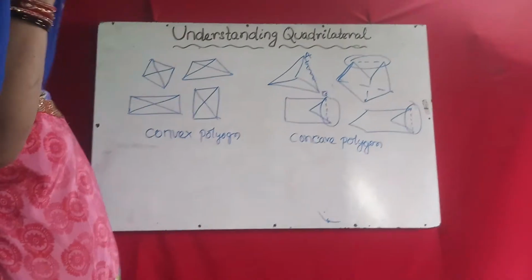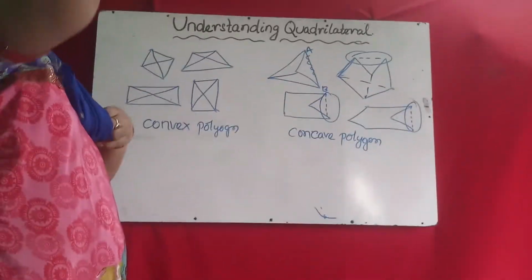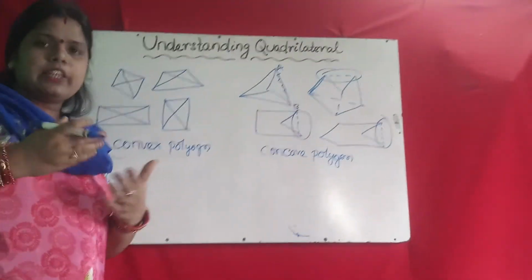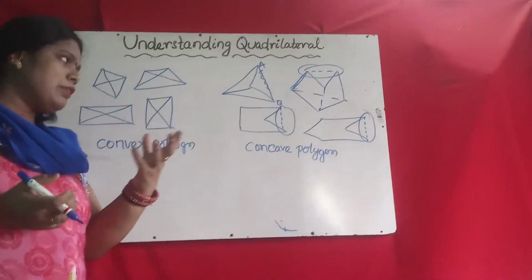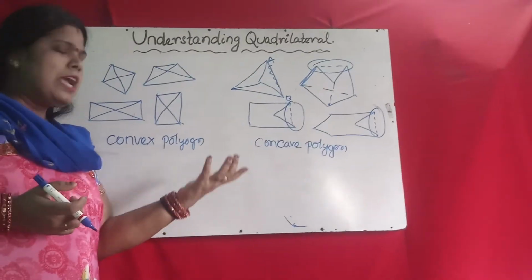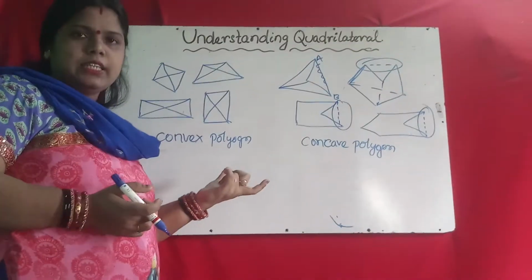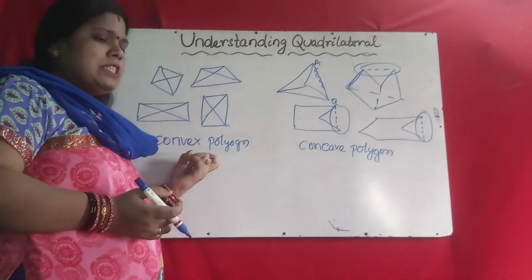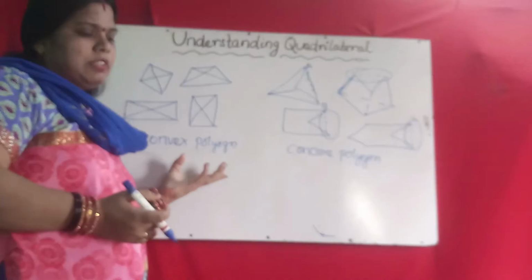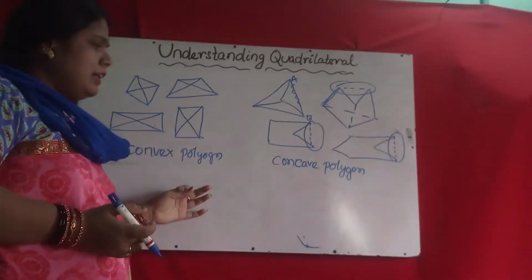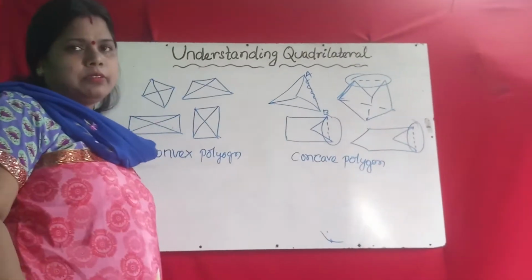So if diagonals are found outside of a polygon, then that polygon is called a concave polygon. If all the diagonals are drawn inside the polygon, then that is called a convex polygon. That is the difference between the convex polygon and the concave polygon.